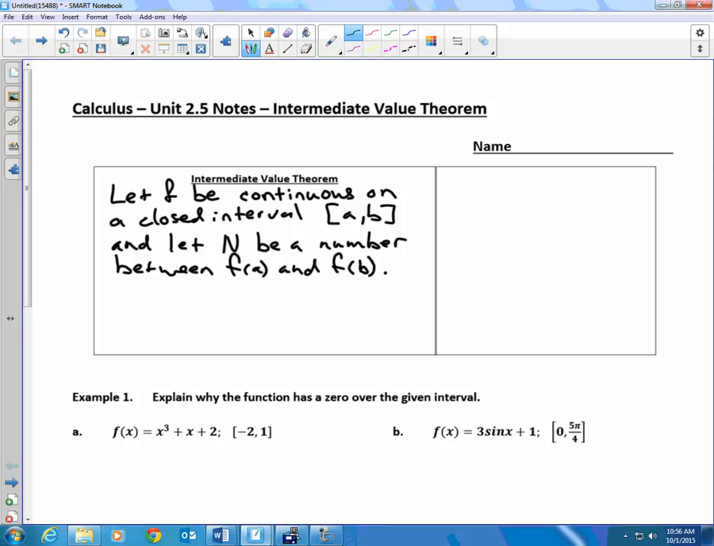Okay, intermediate value theorem. Let f be continuous on a closed interval AB, and let n be a number that's somewhere between f of A and f of B. You don't have to memorize this for the test.